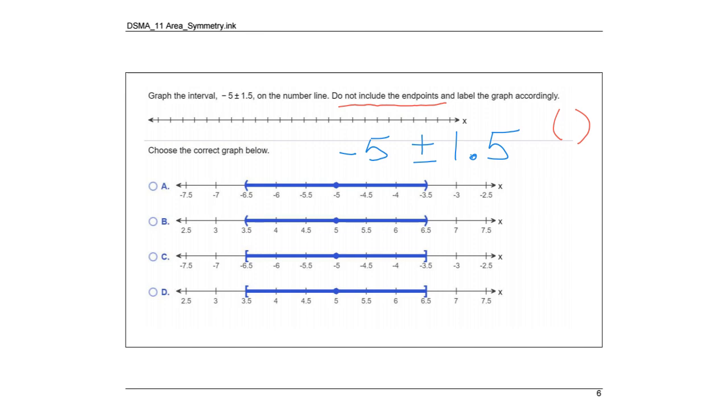So we want the negative 5 in the middle. Looks like B and D won't work because those have a positive 5 in the middle. If we subtract 1.5, we get down to negative 6.5. If we add it, we end up with negative 3.5. And because we want the parentheses, because we're not including the endpoints, we're going to take A. If we were including the endpoints, then C would have worked with the brackets.